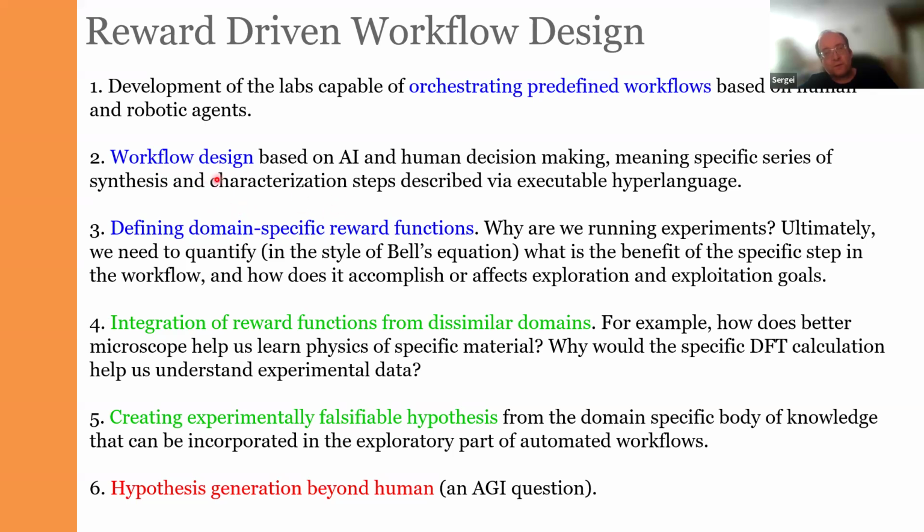If not, it's relatively straightforward. We just enumerate what the humans can do. But then it becomes complicated. We need to define domain-specific reward functions. How can we judge the success of an experiment? If we can do that, then most of our problems become optimization problems. If we cannot do that, then machine learning is simply not something that we can use. We need to learn how to integrate reward functions from dissimilar domains. So how does a beta microscope help us learn physics better? Or why would a specific DFT calculation help us understand experimental data? This is super difficult. For some cases it is possible, but it requires digging very deeply into the basics of the method.